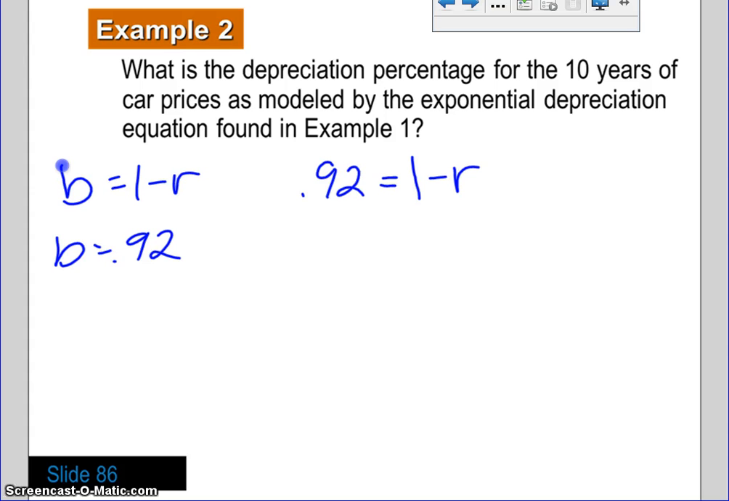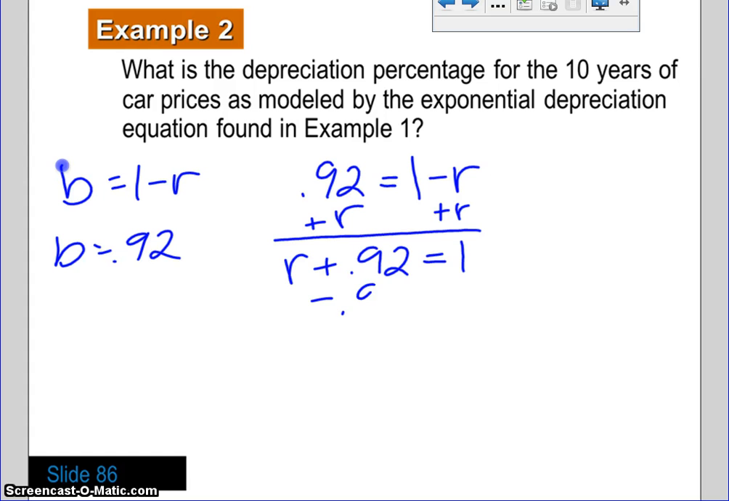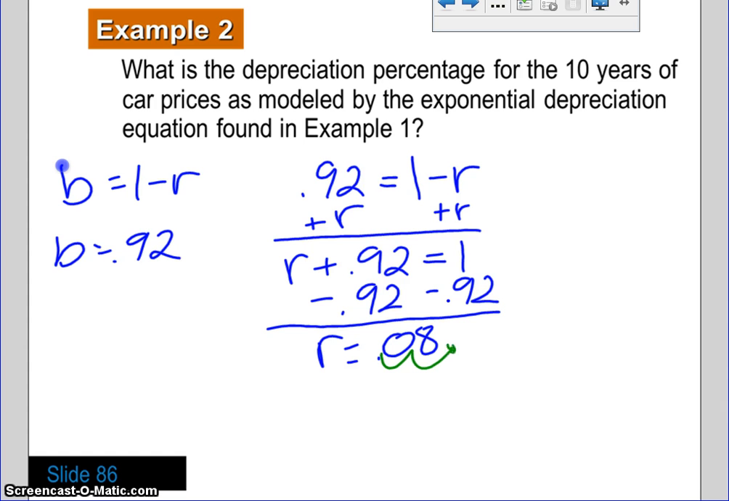So if I plug that in, 0.92 equals 1 minus the rate. If I'm going to add the r to both sides because I want the rate to be positive, now I have the rate plus 0.92 equals 1. Remember, our goal is to get the rate by itself. So I'm going to subtract 0.92 from each side, and I get a rate of 0.08. Now that's as a decimal. Remember, if I want it as an actual percentage, I move the decimal over, and the rate of exponential decay is 8%.